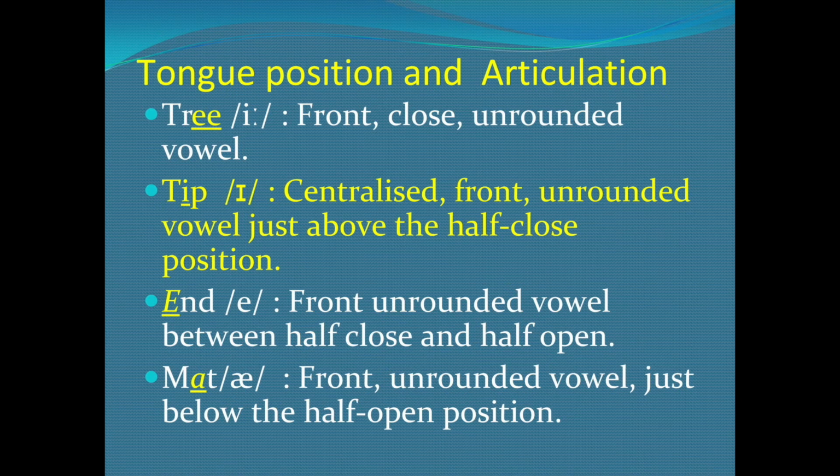When we say mat, you look at the picture, the vowel scale, you can understand that, and also you articulate, you say the word, then you can feel that. At, cat, mat. So the front part of the tongue is raising and coming to the position just below the half open position, and lips are unrounded. That's why we can say that it is a front unrounded vowel just below the half open position.